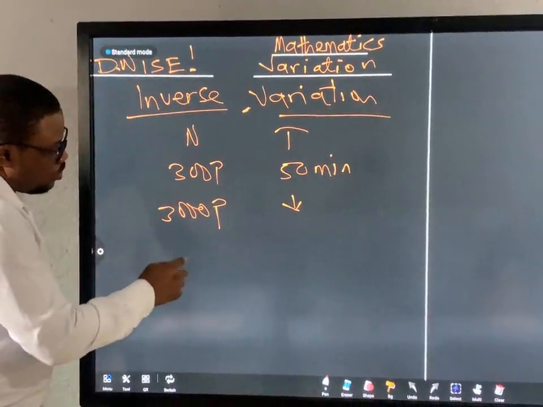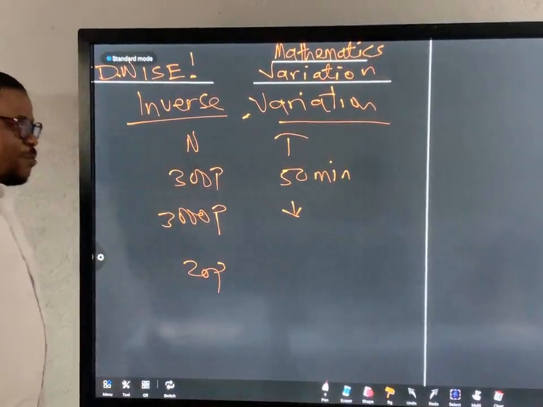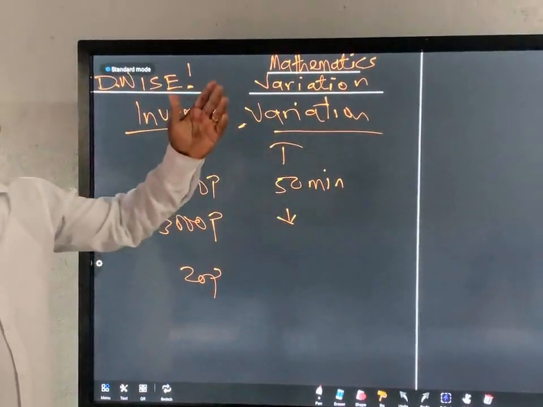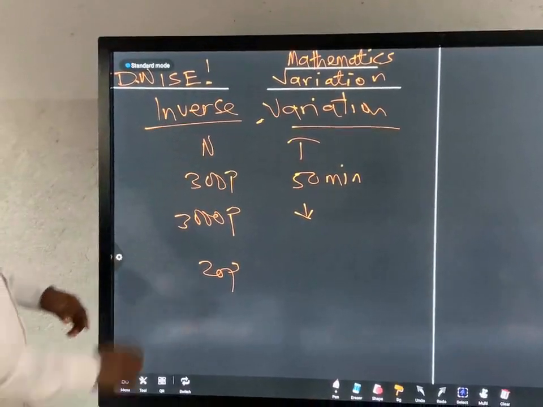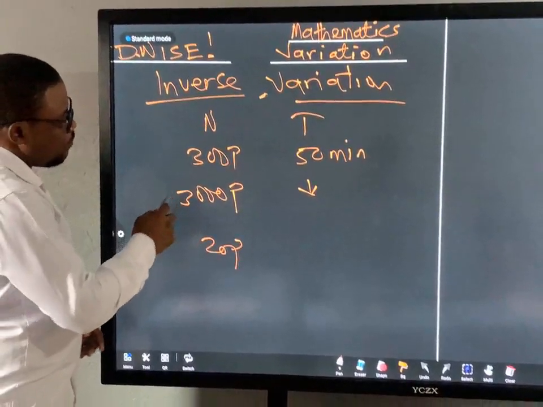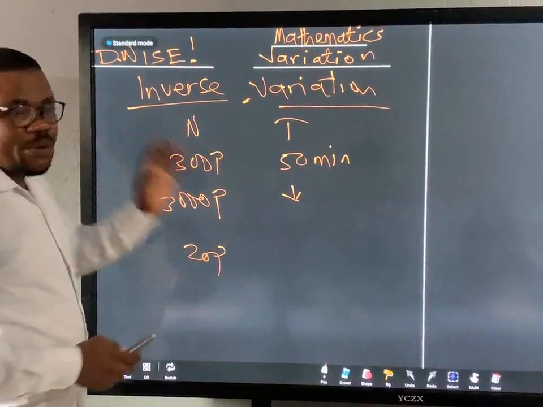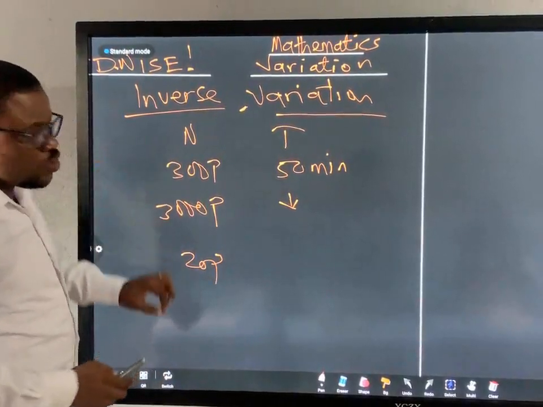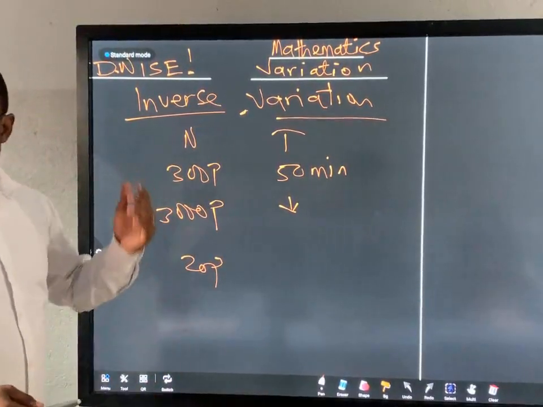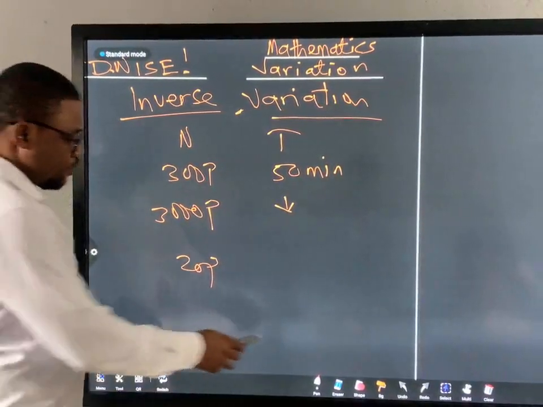What if I use 20 people instead of 300 people? What happens to the time? It will increase. Do you understand? If you increase the number of people, the time will reduce. If you reduce the number of people, the time will increase. Do you understand what I'm trying to say?